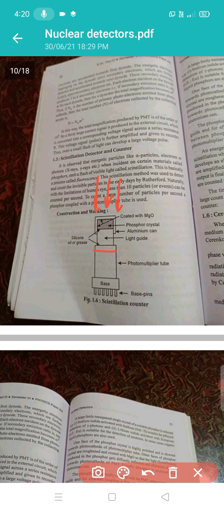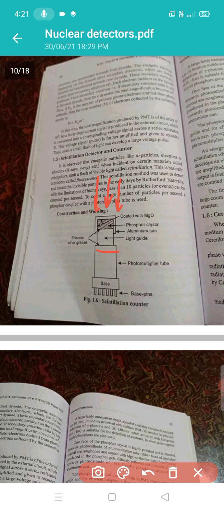I can repeat once again. When the energetic particles are incident on a phosphor crystal, there is a scintillation or a flash of visible light, which is efficiently guided towards the photomultiplier tube. In the photomultiplier tube there is a photocathode, and the light is incident on the photocathode, which develops an electrical signal.